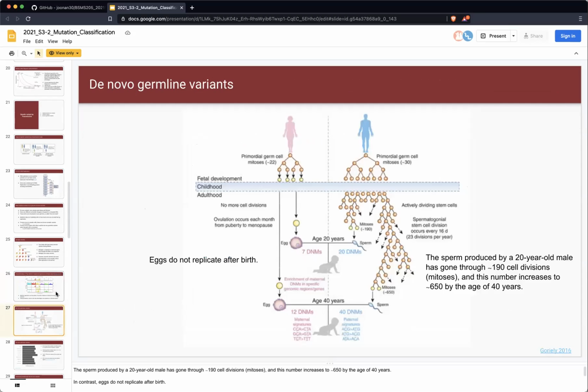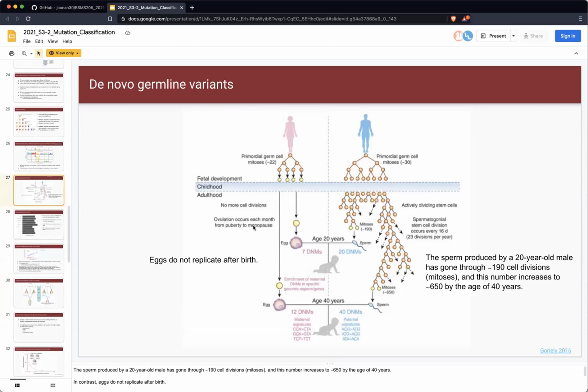Then the other type is the de novo mutation. As I mentioned, this comes from the germ cells, and germ cells obviously have lots of cell divisions over time, especially sperm.